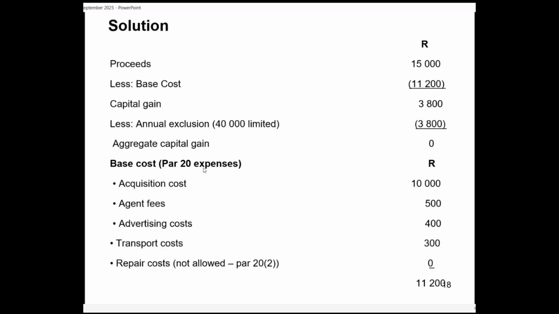So on this question, remember the two things: the paragraph 20 expenses, the paragraph 22 exclusion, and the annual exclusion of 40,000 to an individual. And also the annual exclusion must be limited to the capital gain. So any questions before we move to the next slide?